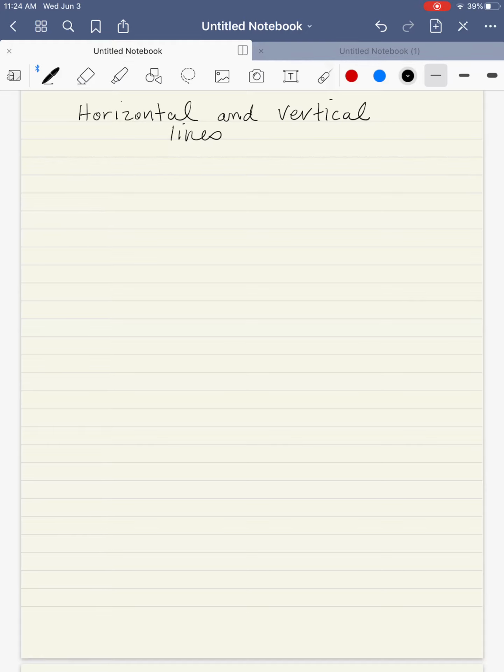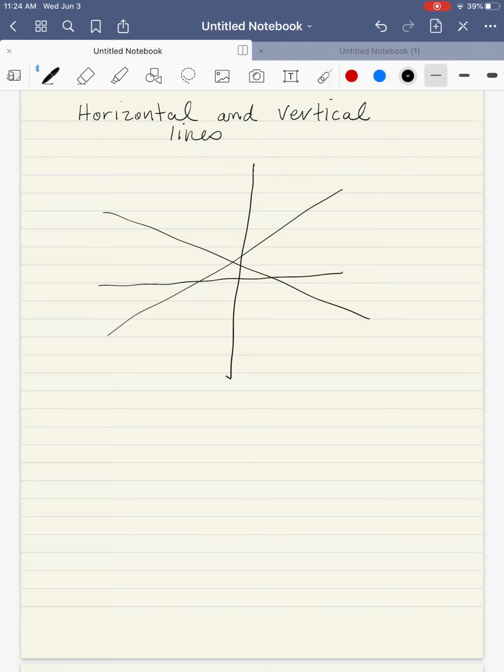In our last few videos, we've been talking about lines, equations of lines, linear functions, graphs of lines, and we've been primarily talking about lines that, if you graph them, have a slope, a positive slope or a negative slope, but they're kind of slanty. Those are what are called oblique lines.